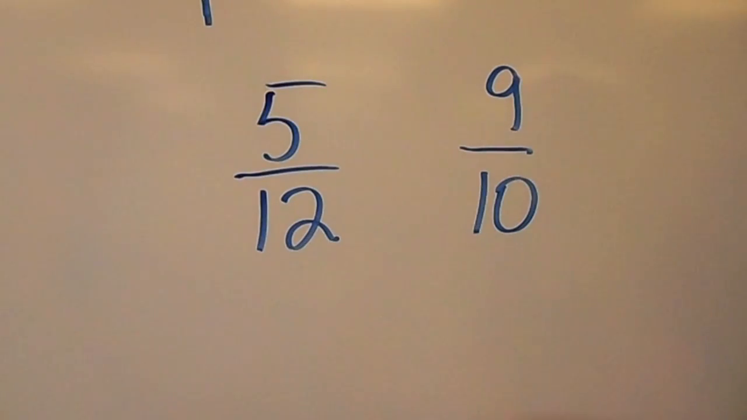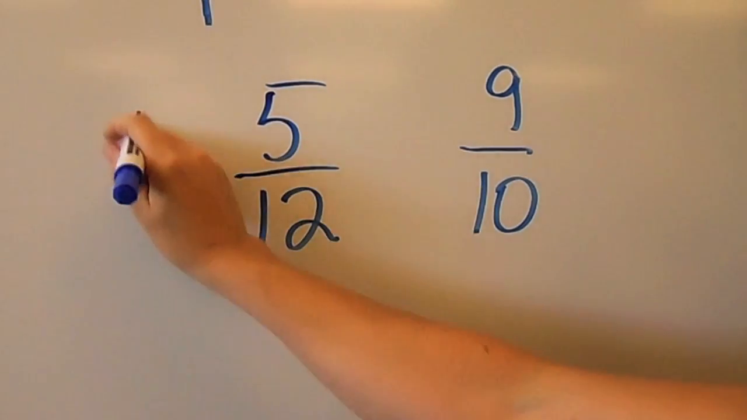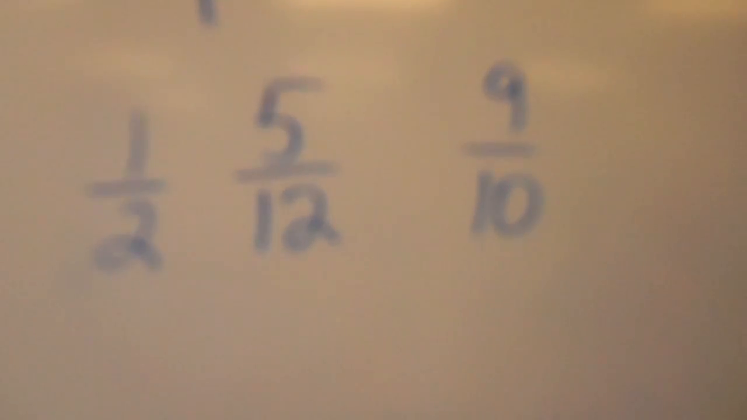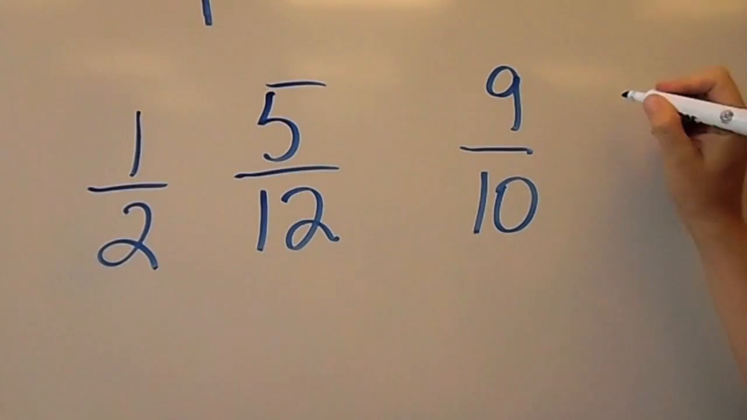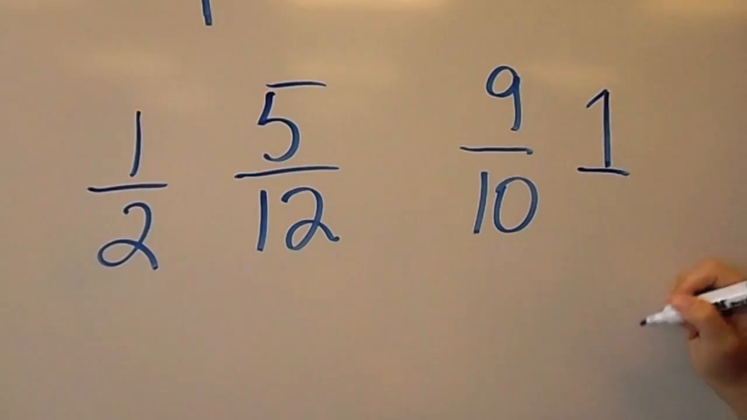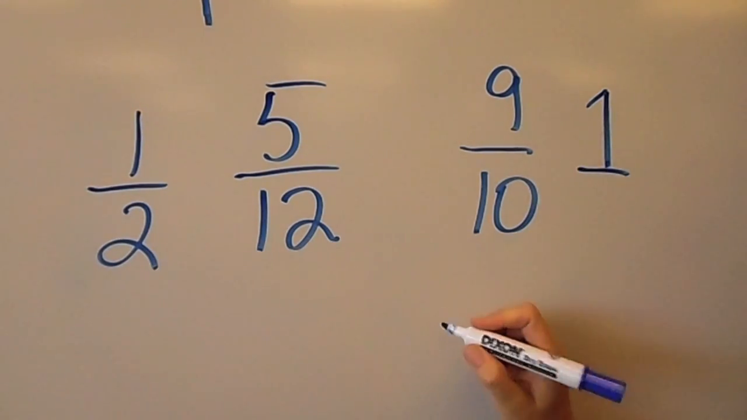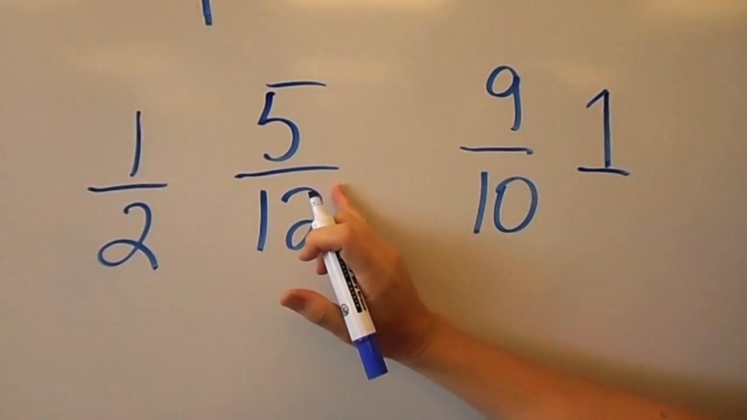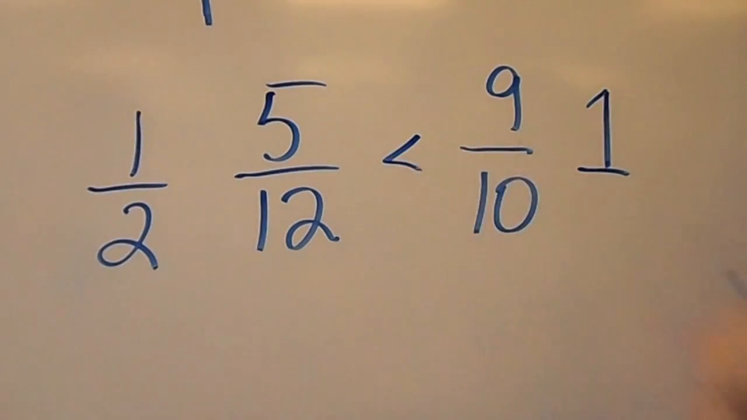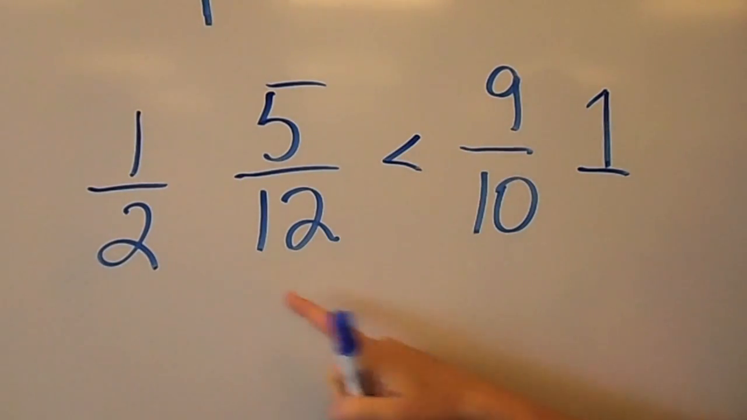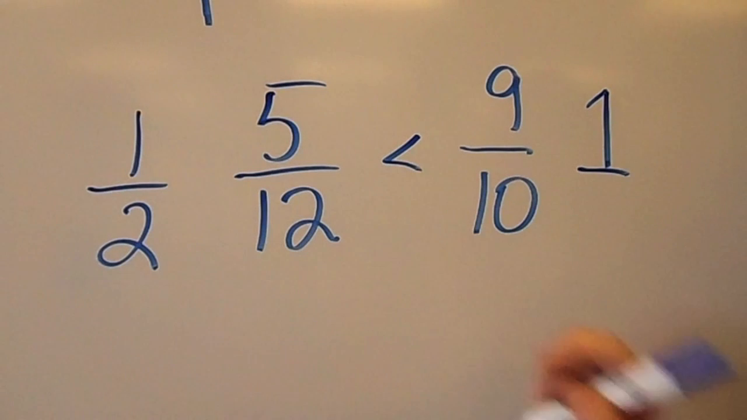So after taking our uncommon fractions and using benchmarks to compare them, we found that 5/12 was close to 1/2 and 9/10 was close to 1 whole. And we know that 1/2 is less than 1 whole. So that means 5/12 is less than 9/10. And we used benchmarks to compare these fractions.